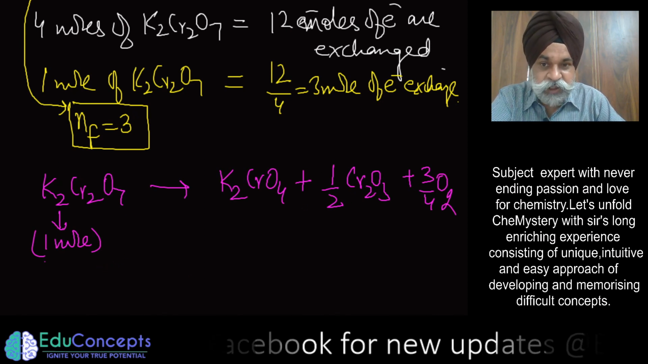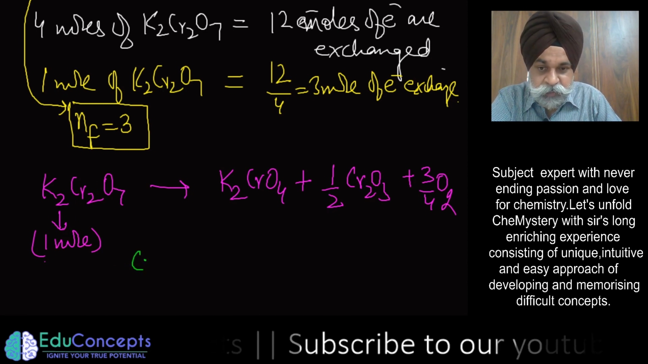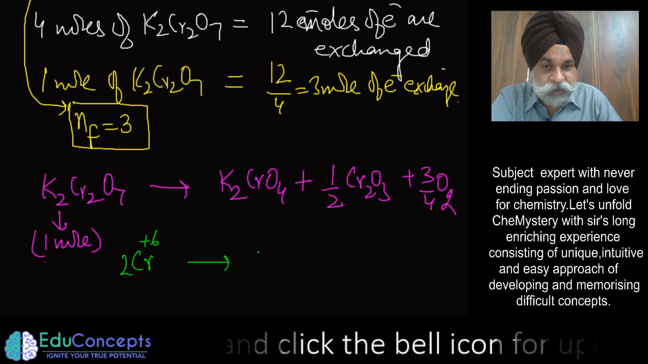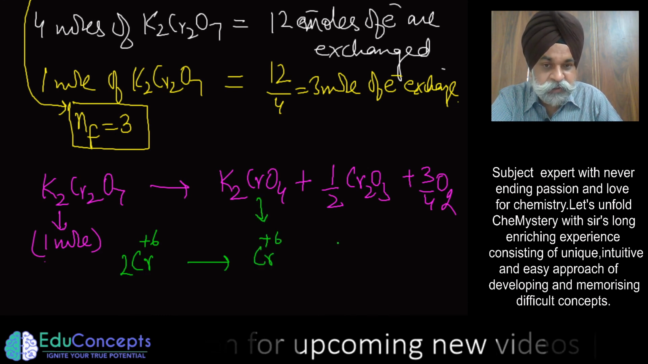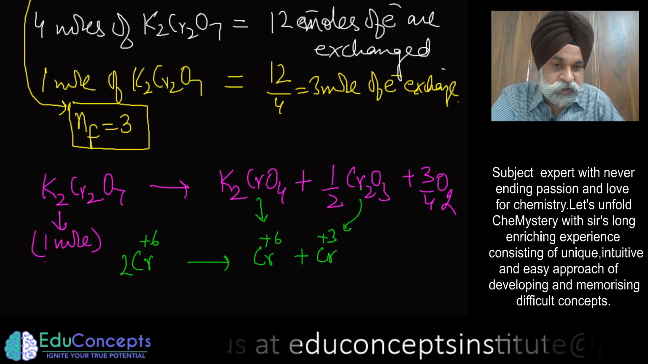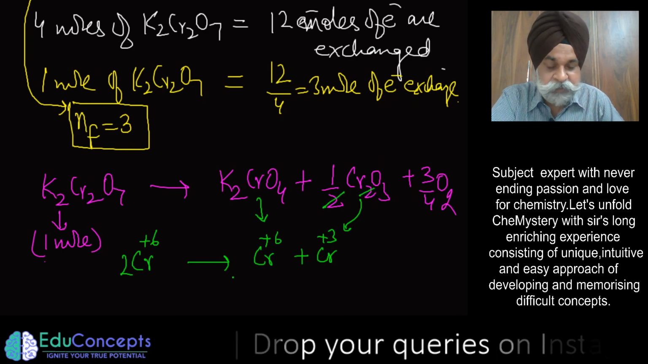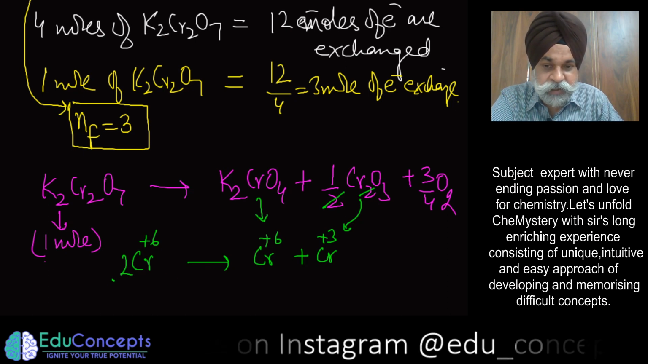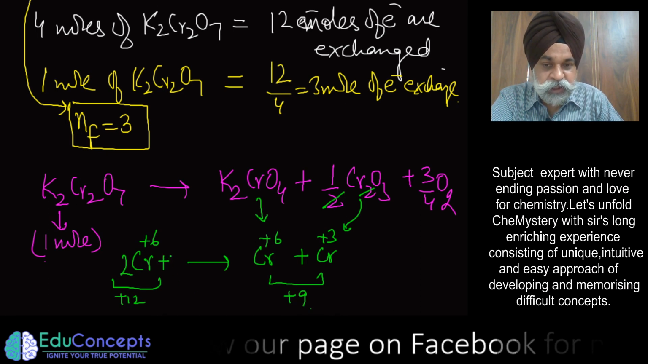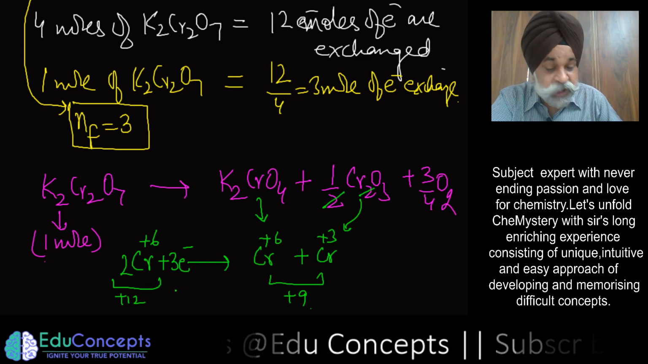Now if you could see this particular thing, 1 mole of potassium dichromate contains 2 chromium atoms of +6 oxidation state, and one is going to +6, and another one is going to +3. Sometimes it is a bit confusing, you should understand. So this 2 gets cancelled, so you end up with only 1 chromium. Now you have to do the balancing. Here you have +12, here you have +9. So if I simply put 3 electrons here, the charge gets balanced.